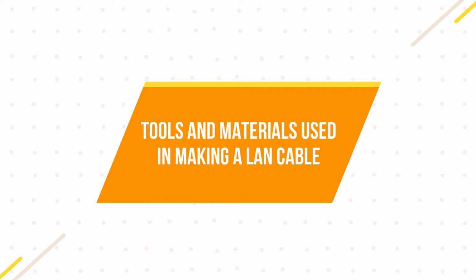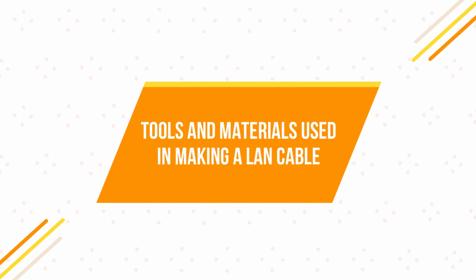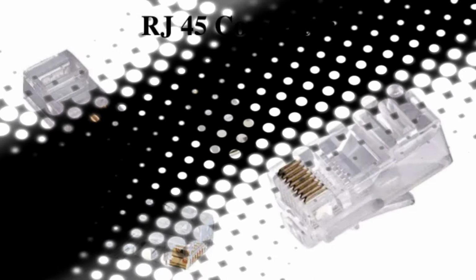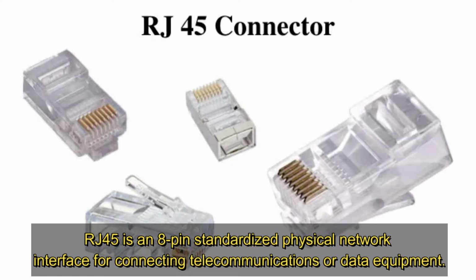Before we proceed to the step-by-step procedure in making a LAN cable, let us discuss first the tools and materials needed in making a LAN or Ethernet cable. Number one is the register jack, or what we call RJ45. RJ45 is an 8-pin standardized physical network interface for connecting telecommunications or data equipment.